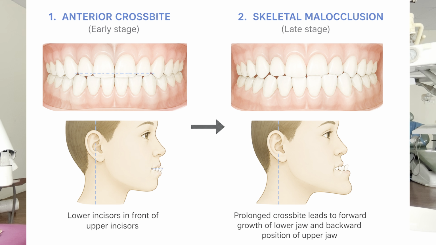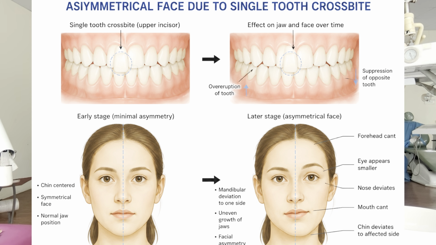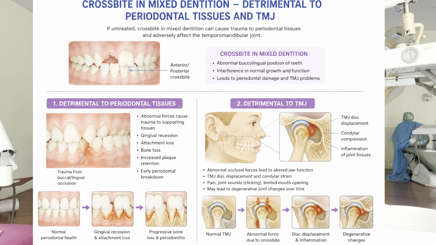Anterior crossbite should be treated as early as possible when recognized, for the following reasons. First, anterior crossbite, if not intercepted and treated at an early stage, may progress from a simple orthodontic problem to a skeletal malocclusion. Second, single tooth crossbites during the growth phase may result in an asymmetrical face. Third, anterior crossbites in mixed dentition may get worsened in the permanent dentition stage and are detrimental to the periodontal structures as well as the temporomandibular joint.